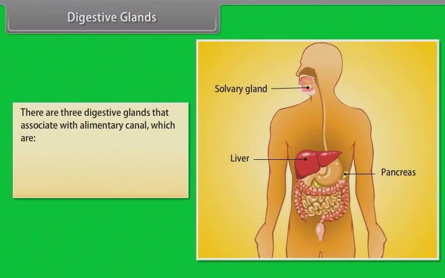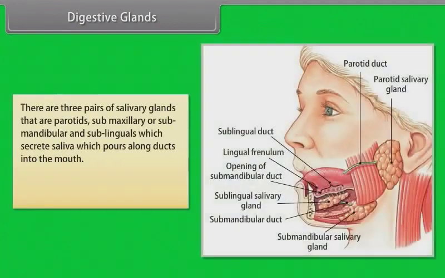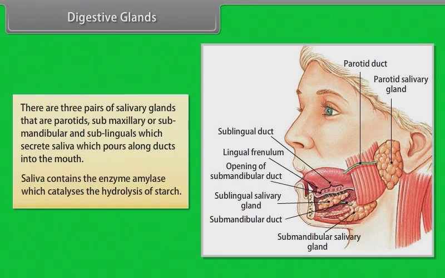Digestive glands. There are three digestive glands that associate with the alimentary canal, which are the salivary glands, liver, and pancreas. There are three pairs of salivary glands: parotids, submaxillary or submandibular, and sublinguals, which secrete saliva, which pours along ducts into the mouth. Saliva contains the enzyme amylase, which catalyzes the hydrolysis of starch.